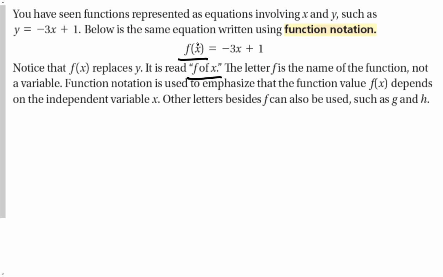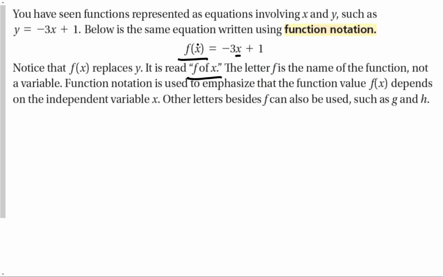And so is this x right there. That is just my input value, and I can clearly see that the function is in terms of x. Function notation is used to emphasize that the function value, f of x, depends on the independent variable x. Other letters can be used. Most commonly, f is the most common, just like x is the most common variable that we use. But g and h are also good names for functions.